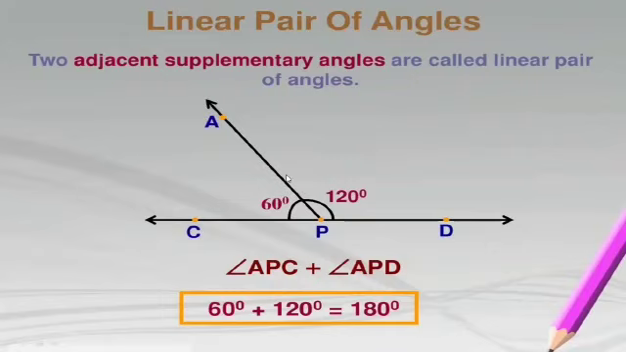Now look at their sum also. Angle APD is 120 degrees and angle APC is 60 degrees. So their sum is also 180. So these two angles, angle APC and angle APD, are adjacent and they are supplementary also. So they are called a linear pair of angles.